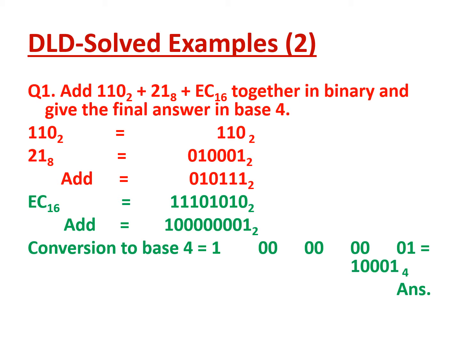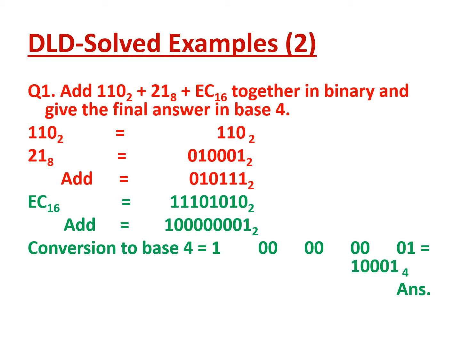Then we take the EC, which is the hexadecimal number, and the binary of the hexadecimal number is as shown. It is 111 01010 to the base 2. Okay. And when we add it to the previous result, the result will be 1, then 7 zeros, and then 1 to the base 2.